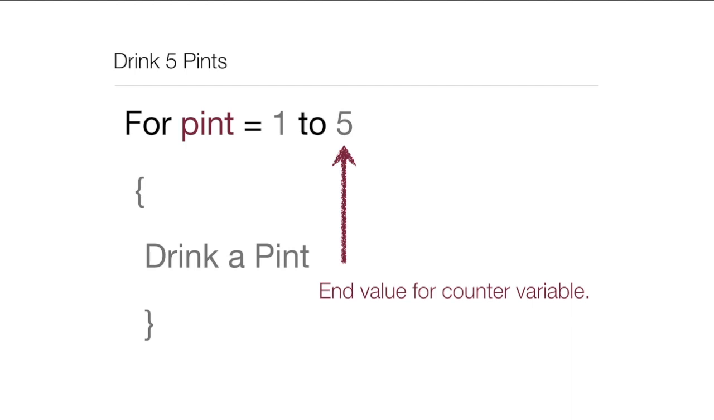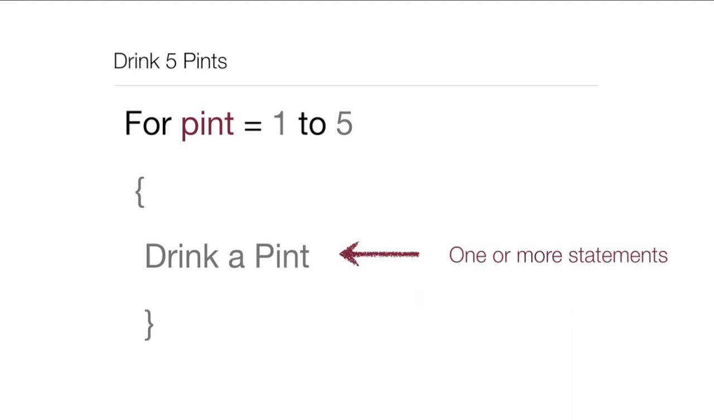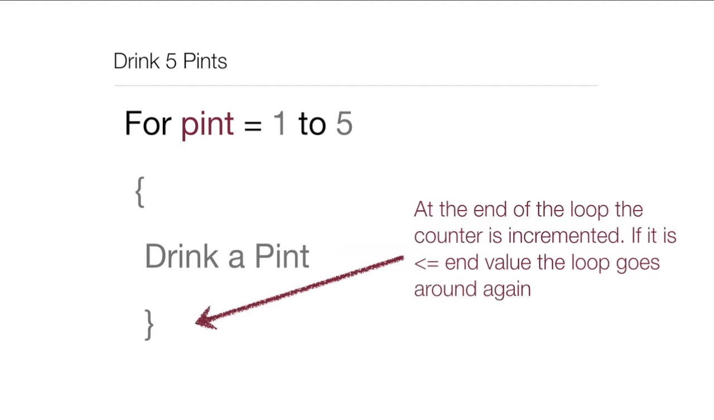And then inside the body of the loop we'll have a bunch of statements. Now at the end of the body of the loop, the counter is incremented automatically. We don't have to do that. And if it's less than or equal to the end value, then it'll go around again. So if we want to have 5 pints, we can go from 1 to 5: 1, 2, 3, 4, 5.